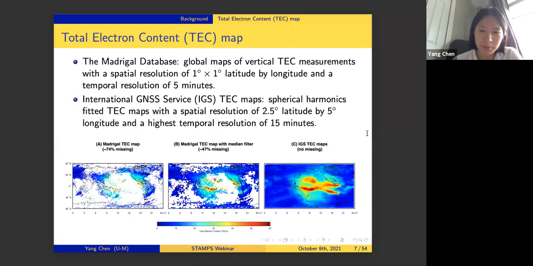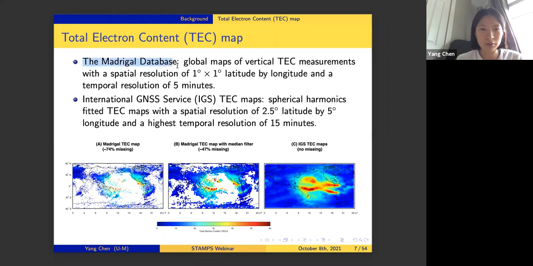And now I'm going to talk about the databases that are available to us and the databases that people have been relying on to do this kind of real-time monitoring of the total electron content map. The dataset will also reveal some of the statistical and scientific challenges in reconstructing those maps. So we have 2 different databases.